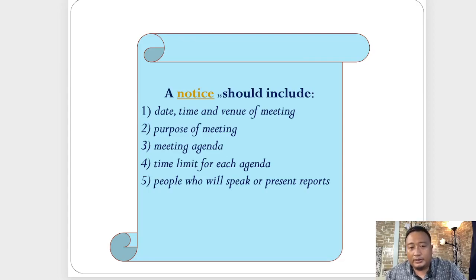This one is optional. People who will speak or present reports, this one is also optional as well. So in the agenda or in the notice, you should contain this kind of details. If you don't put this kind of details, your marks will be deducted. So jangan kata saya tak bagi warning.